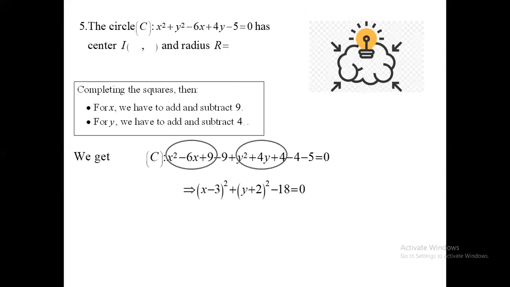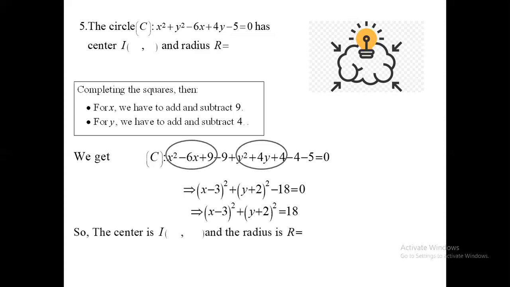So the standard equation will be x minus 3 all squared plus y plus 2 squared minus 18 equals 0. So the standard equation is x minus 3 squared plus y plus 2 all squared equals 18. And the center in this case will be 3, minus 2, and the radius will be radical 18, and that's 3 radical 2.